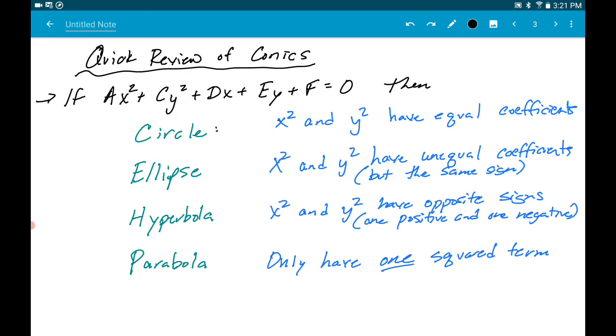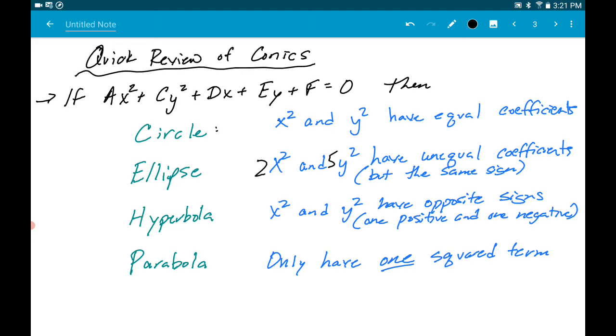Ellipse. If you have unequal coefficients but the same sign, so maybe I have a 2 and a 1, that would be an ellipse. Maybe I have a 2 and a 5, that would be an ellipse. They do have to both be positive, or they have to both be negative. Anytime they're different, you have an ellipse.